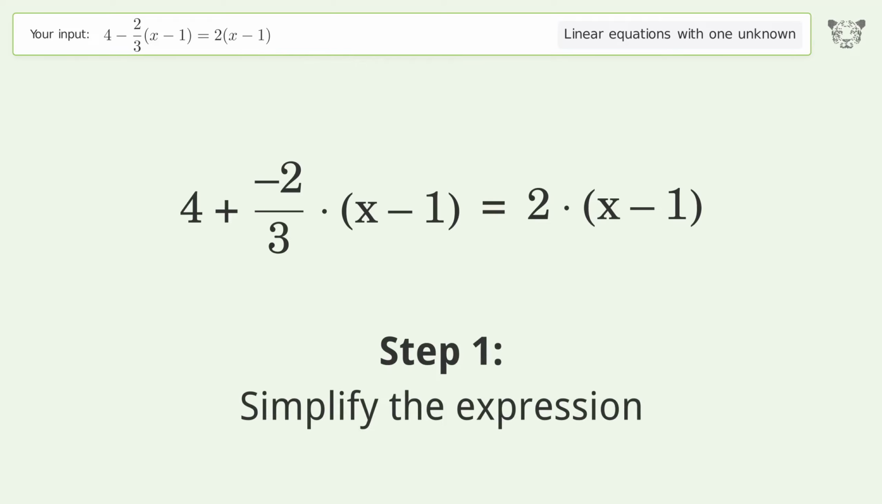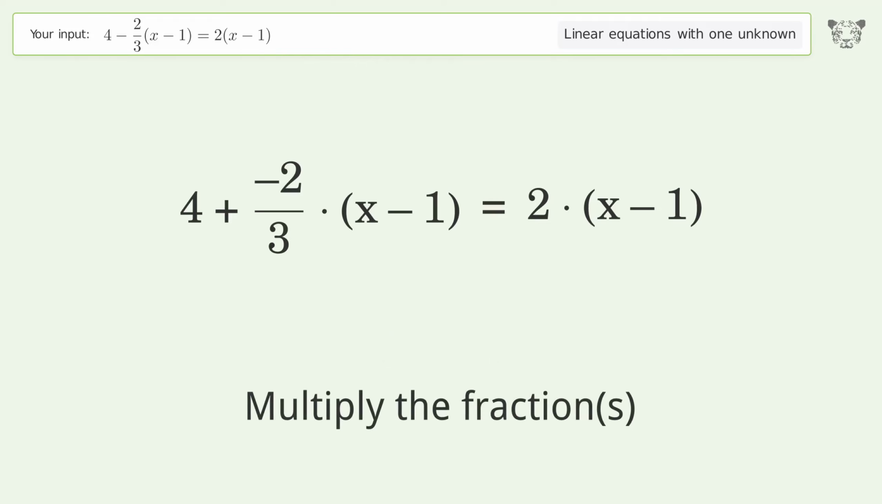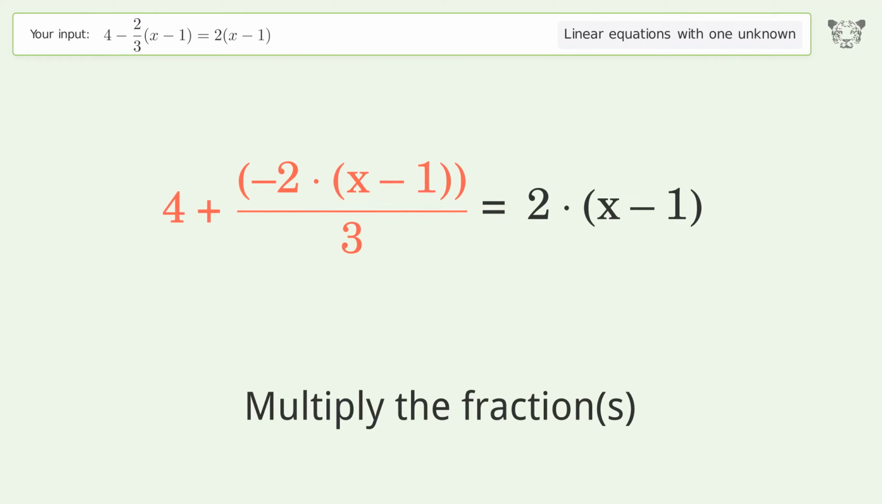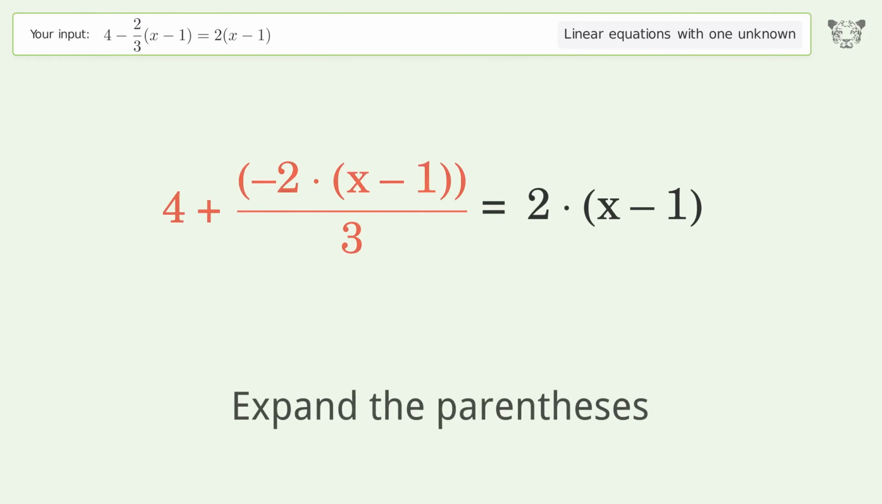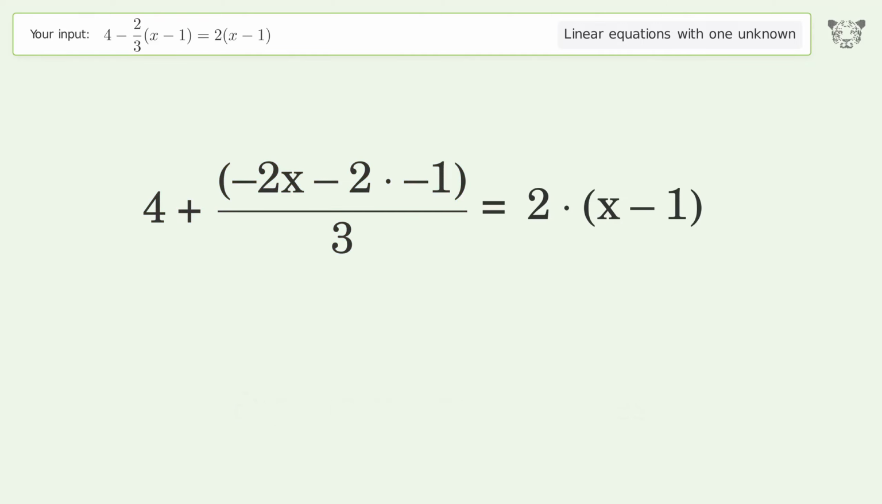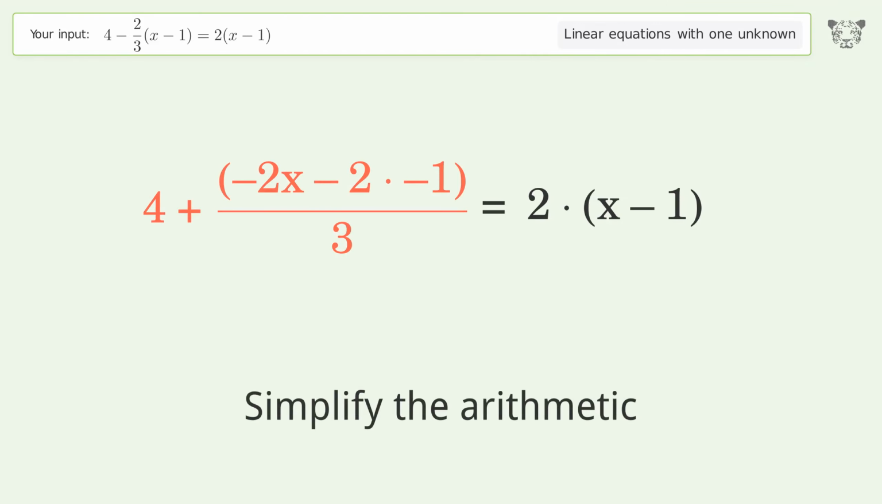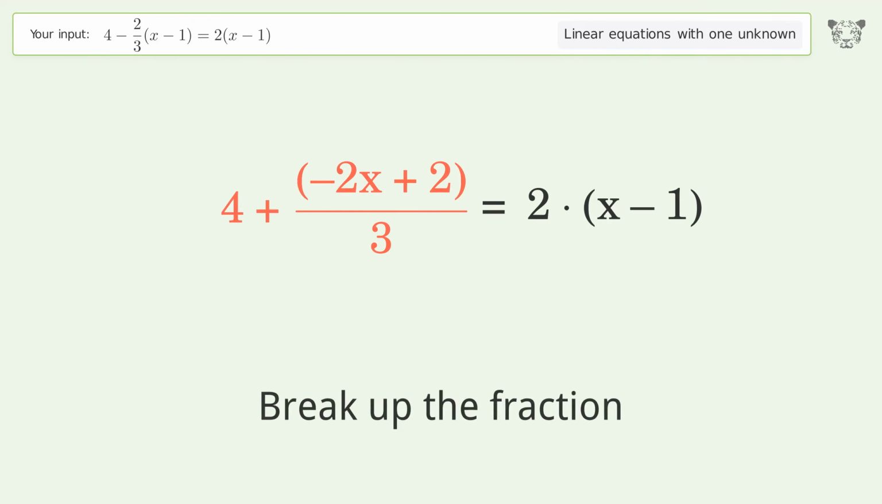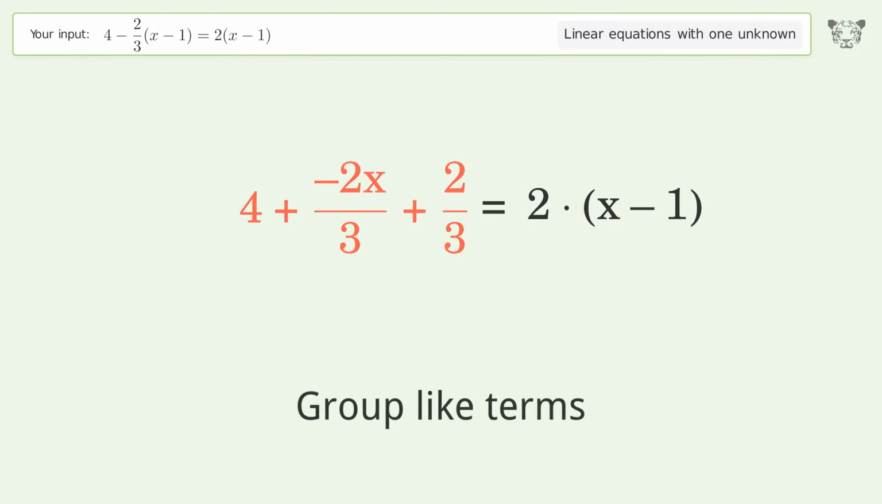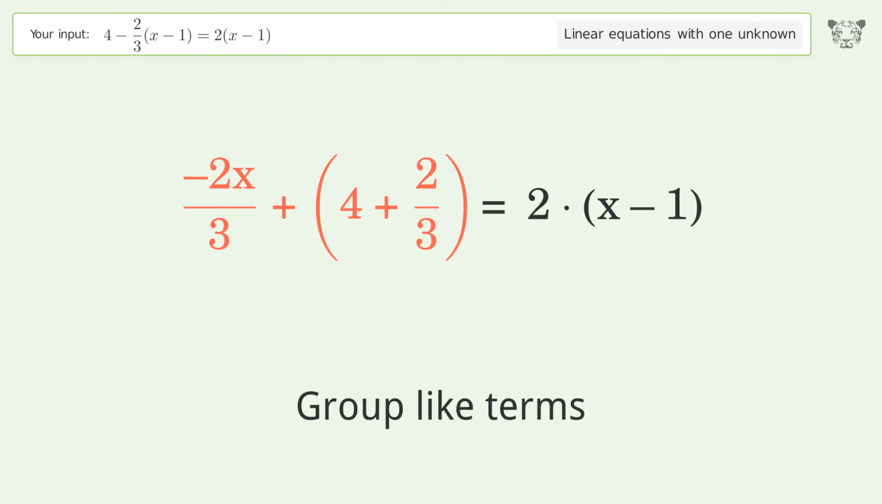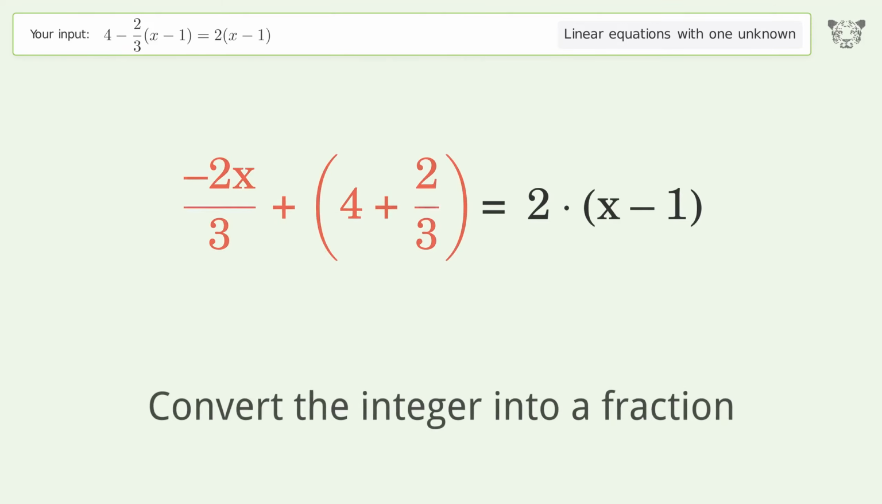Simplify the expression. Multiply the fractions. Expand the parentheses. Simplify the arithmetic. Break up the fraction. Group like terms. Convert the integer into a fraction.